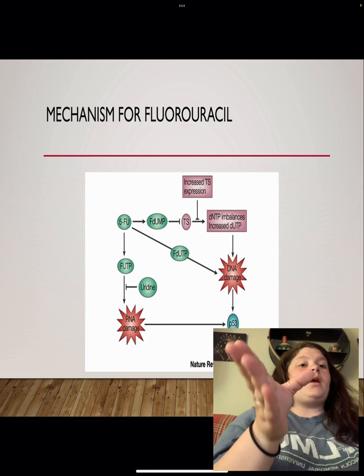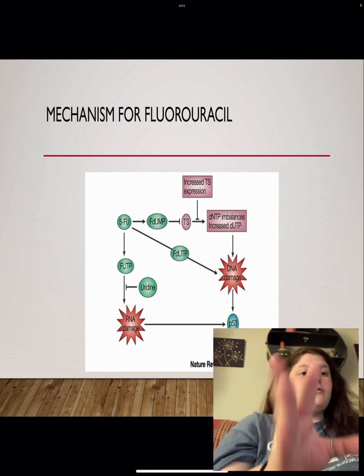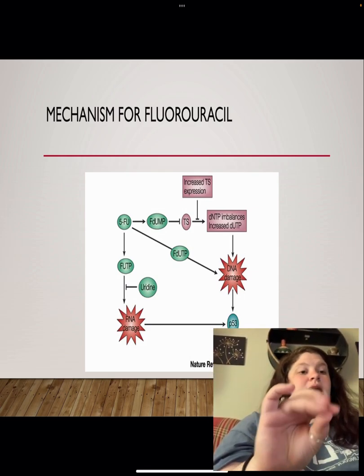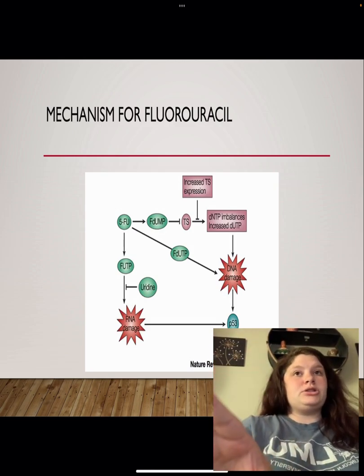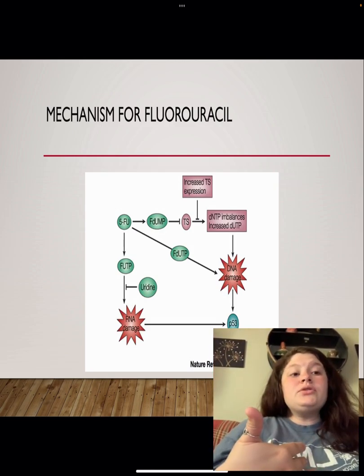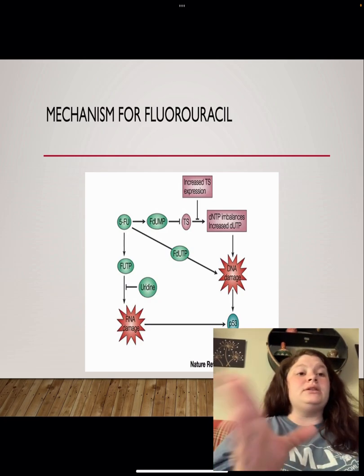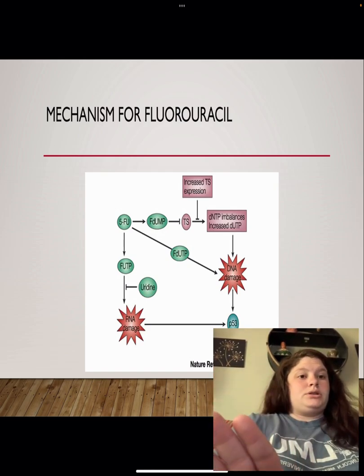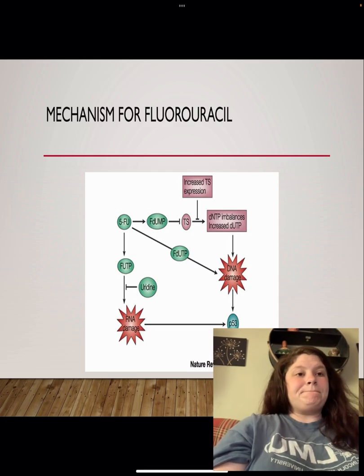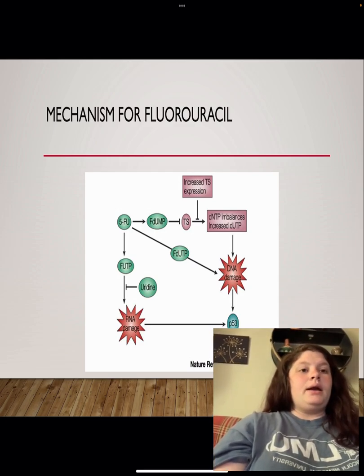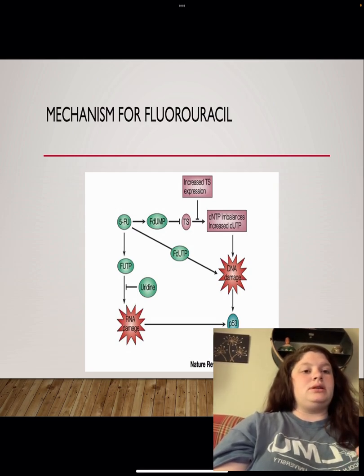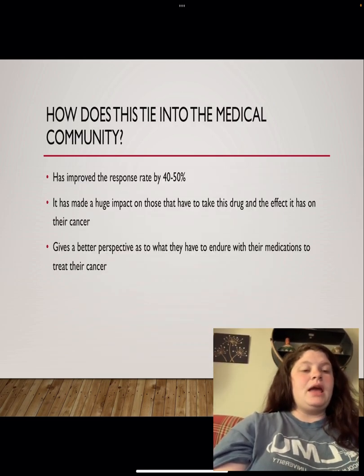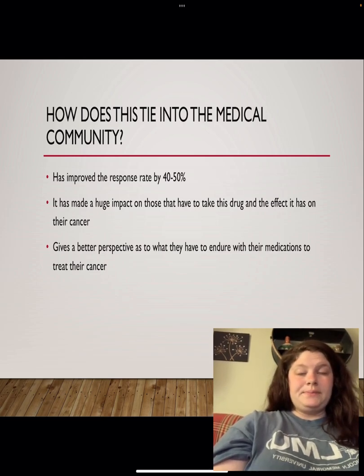So the mechanism for fluorouracil looks like this, and I wanted to incorporate a picture because I was confused, and so this shows you the indirect pathway and the direct pathway of how fluorouracil works. It starts at the 5-FU and then goes indirectly and then directly. So how does this tie into the medical community?